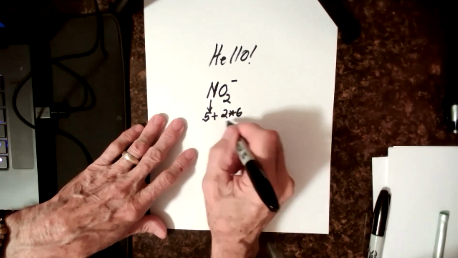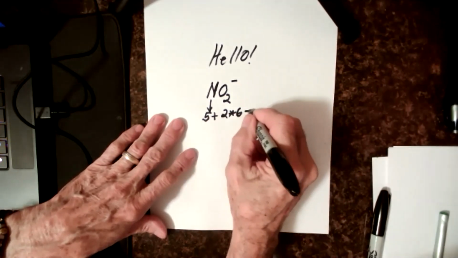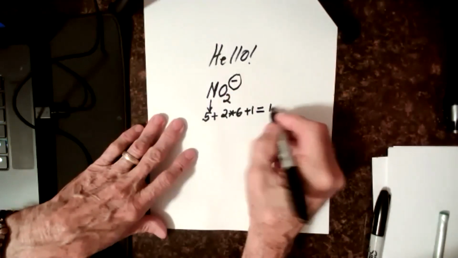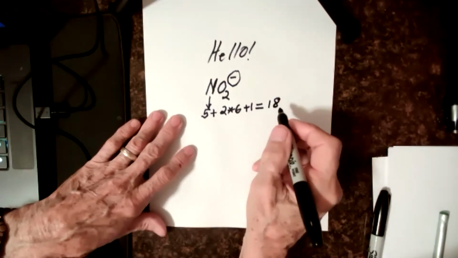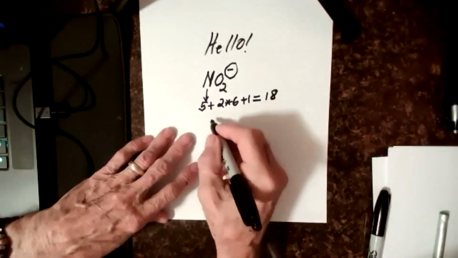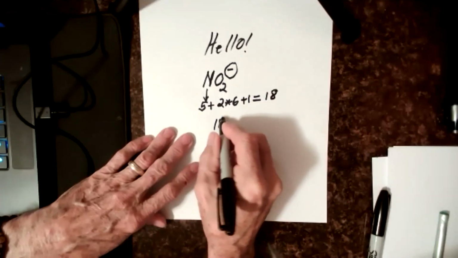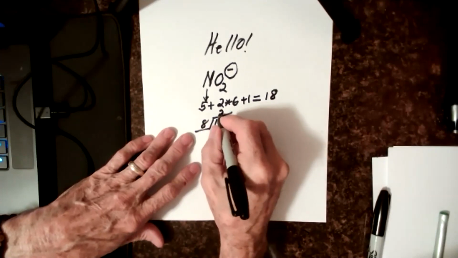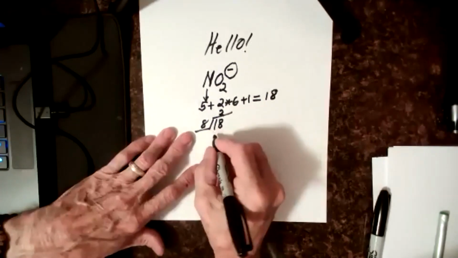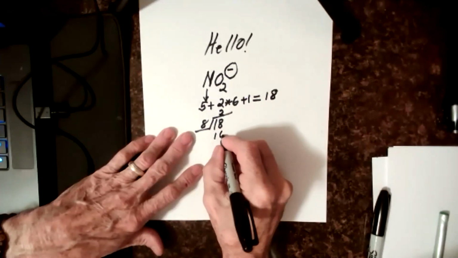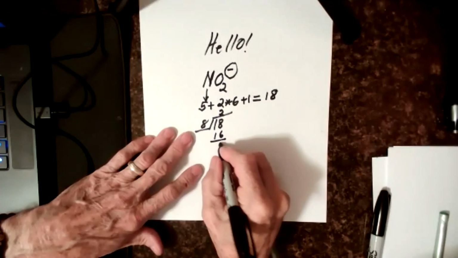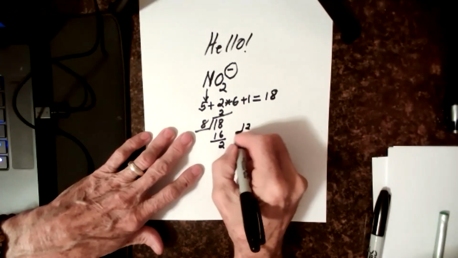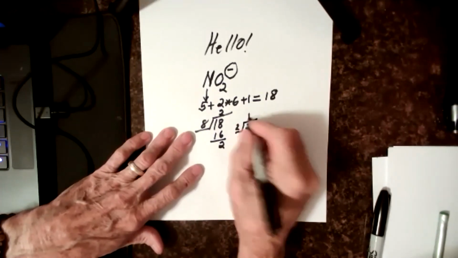2 times 6 is 12, and 5 would be 17. I have to add 1 more because of the charge. So that gives me 18 valence electrons. Now, you think ahead with me. What am I going to do with that? I'm going to take the 18 and divide it by 8. And that'll go 2 times. And 2 times 8 is 16. And 2 remainder. And if I take the 2 and divide by 2, I get a 1.